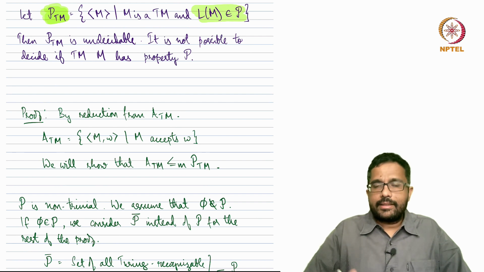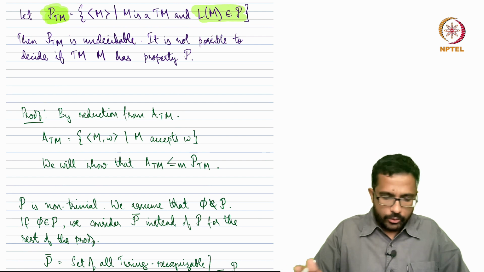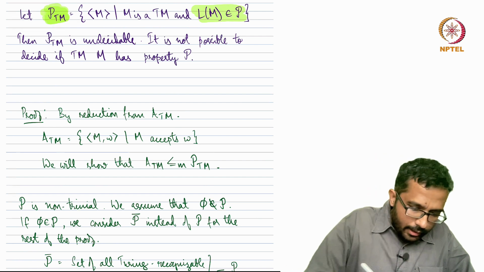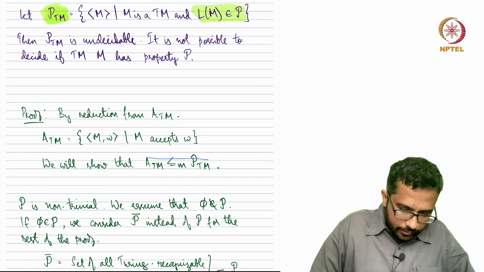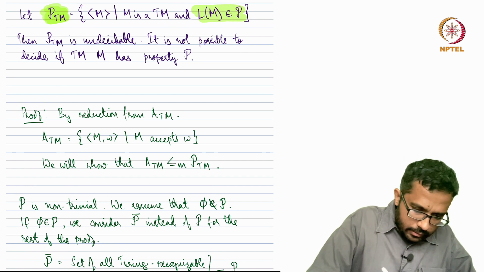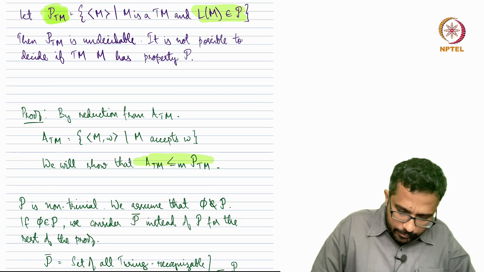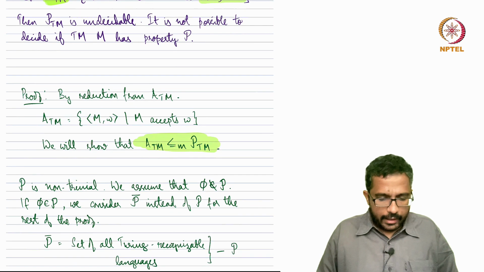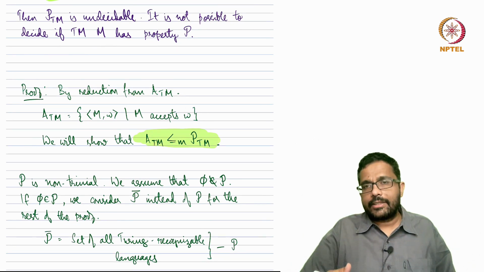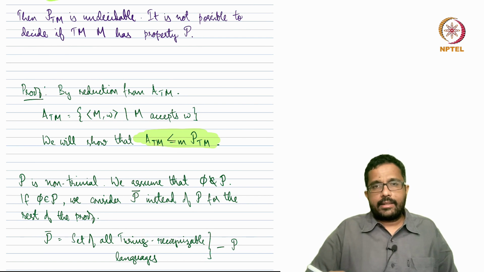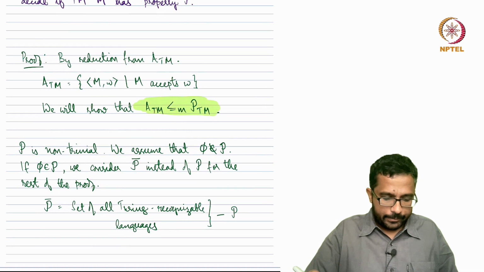So ATM we have already seen. Given M, W, we want to know whether M accepts W. So we'll show that ATM reduces to PTM, where PTM is the property TM. And this, by results shown earlier, implies that PTM is undecidable because ATM is undecidable.